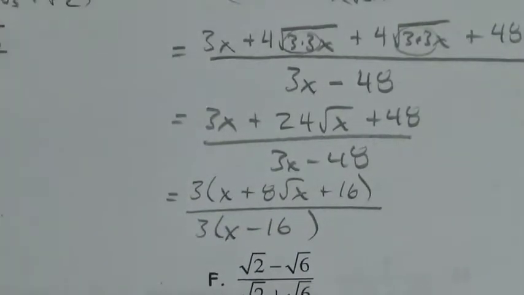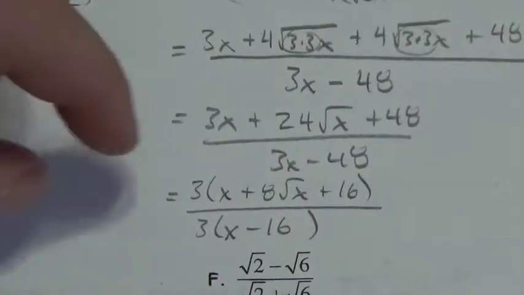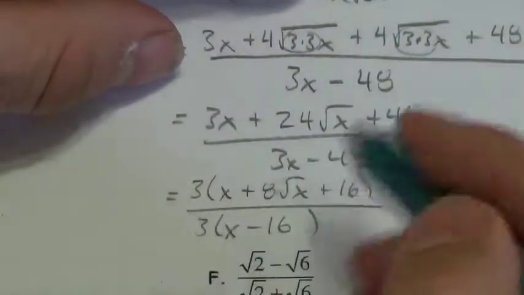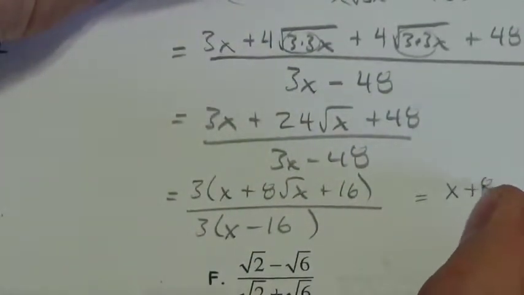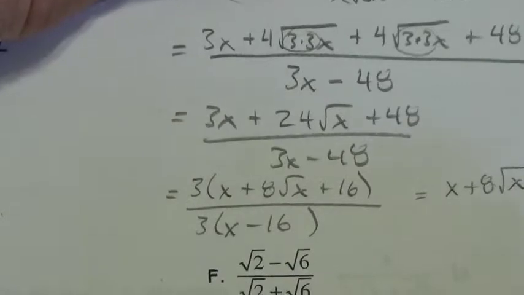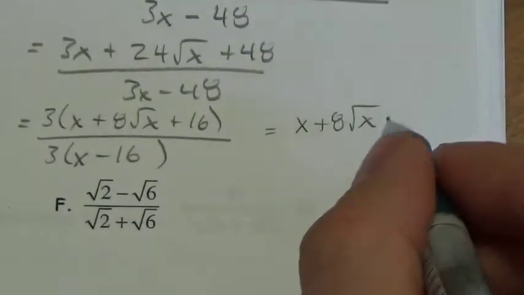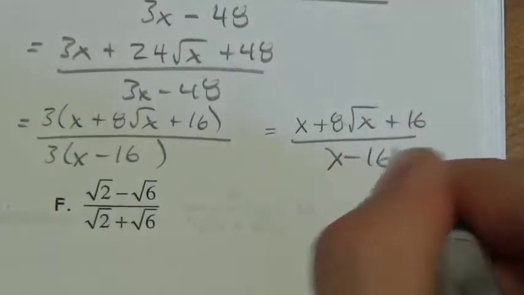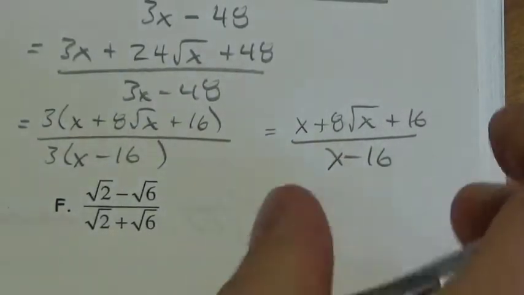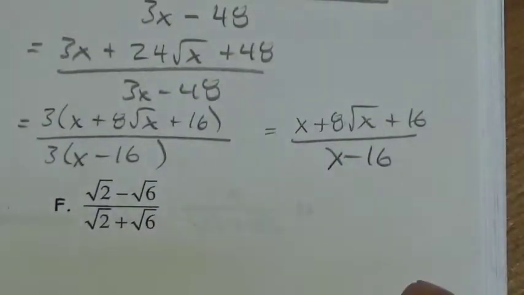Now, I can cancel factors. 3 divided by 3 works in this case. And so this is going to give me x plus 8 root x, oh, I don't want to go off the screen, and I am going off the screen, so here we go, plus 16 all over x minus 16. And that's what that would look like, as simple as we can make it.